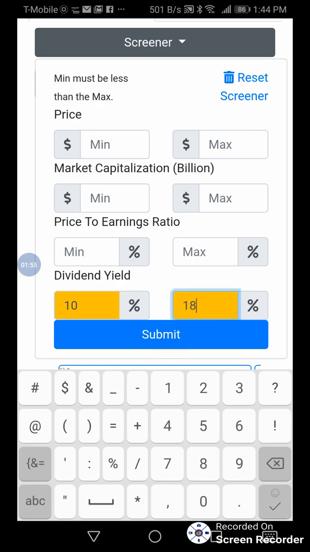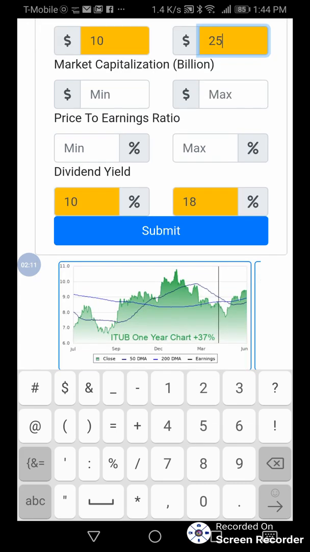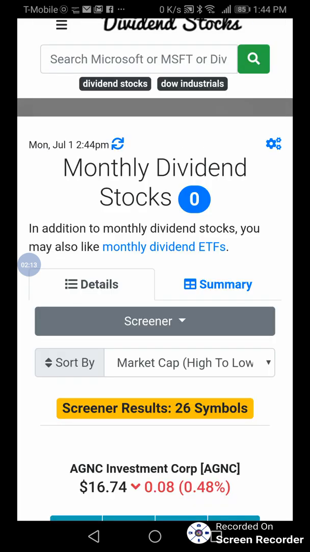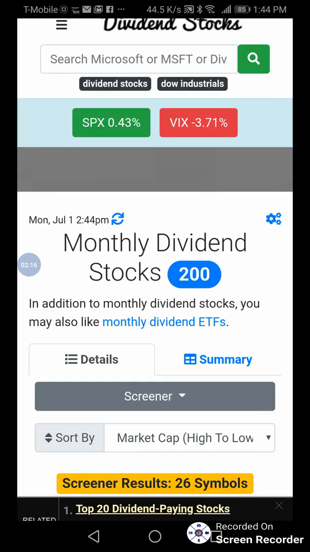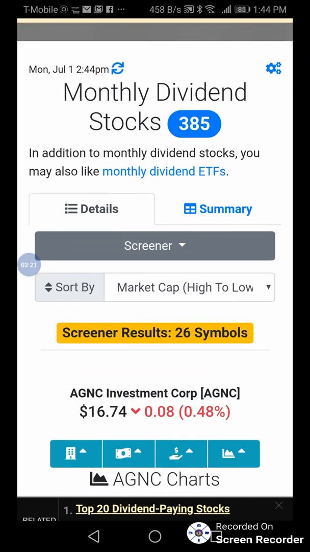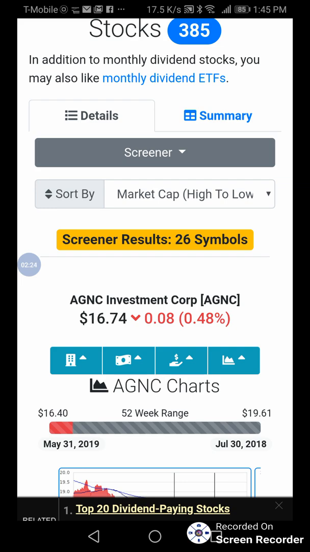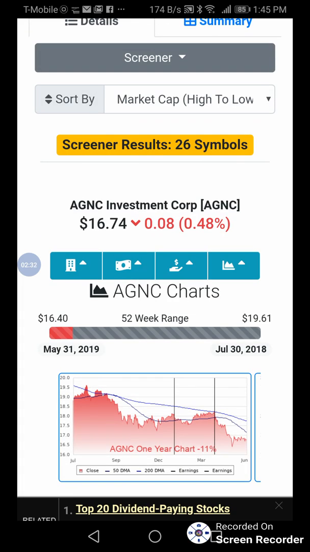You can put in a PE ratio if you want to, and also obviously price. So we know that we want the price to be a minimum of $10 and a maximum of 25. So we've entered that, and we'll do a submit. And this is going through now. You'll see the screen come up. We're doing a database search, and now it comes up and it says, okay, there are 26 stocks that meet that criteria. So we can go down through here and just do a quick look at them.